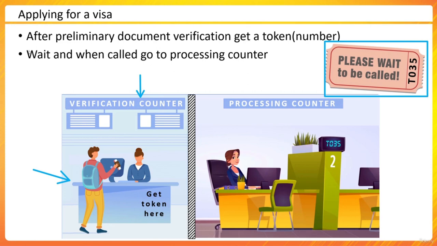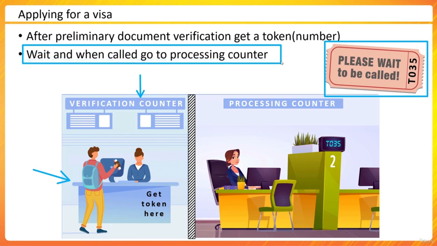And then you wait, and when your name or token number is called, like here, if you could see, this lady is waiting for a person with token number 035. So if this was your token number, you would go there, and on this processing counter, you would have your visa application submitted, right? How does this relate to AWS? Let me now show that information to you.